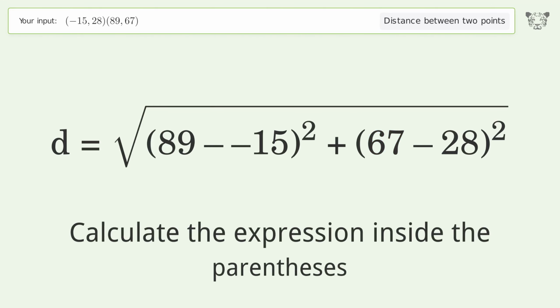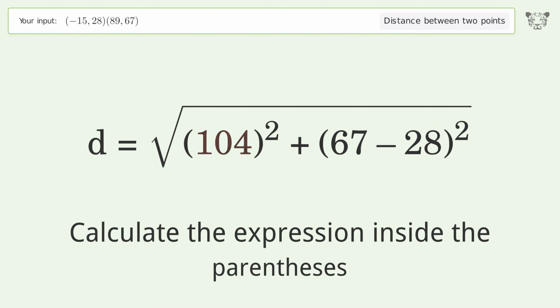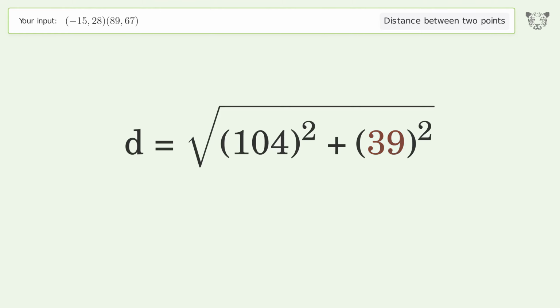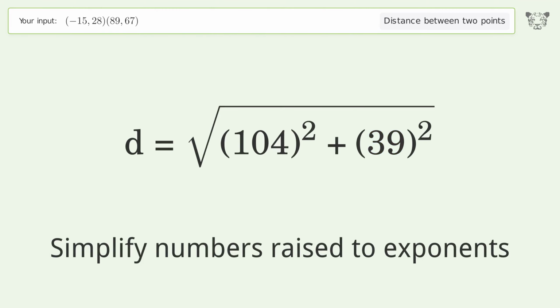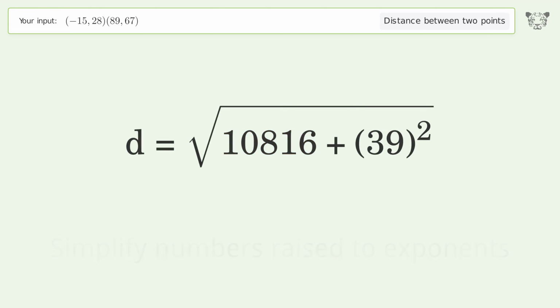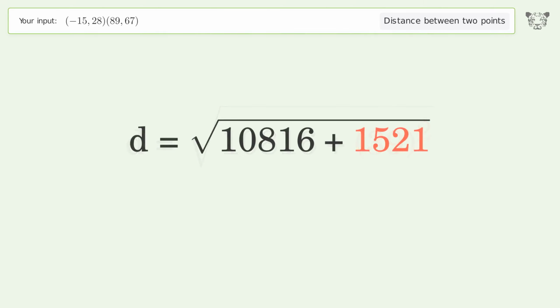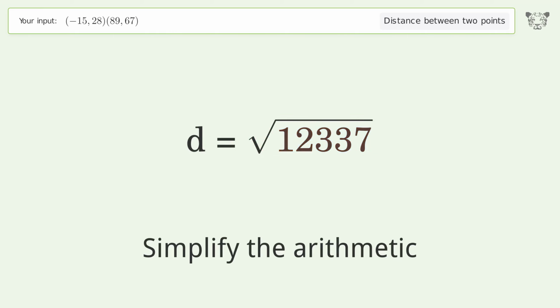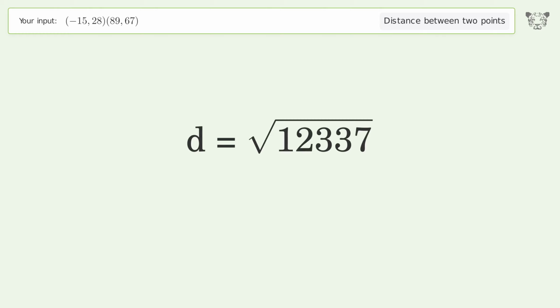Calculate the expression inside the parentheses. Simplify numbers raised to exponents. Simplify the arithmetic. And so the distance between the 2 points is the square root of 12,337, or 111.072.